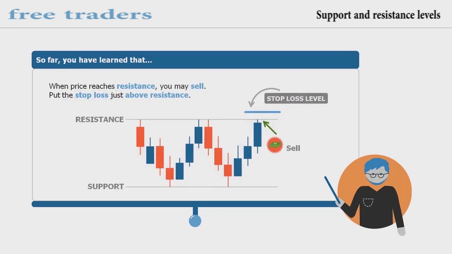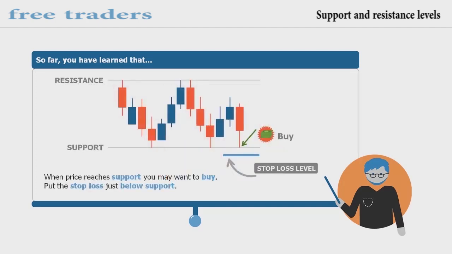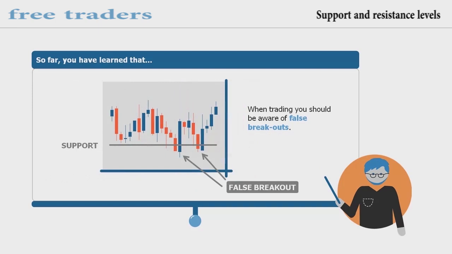You learn that you can sell at resistance and you can set your stop loss above the resistance level, but be aware of false breakouts. Also, you can buy at the support level and set your stop loss below the support level. Finally, you learned about false breakouts. That is whenever the price breaks out of either support or resistance, but fails to stay below the support or above the resistance.